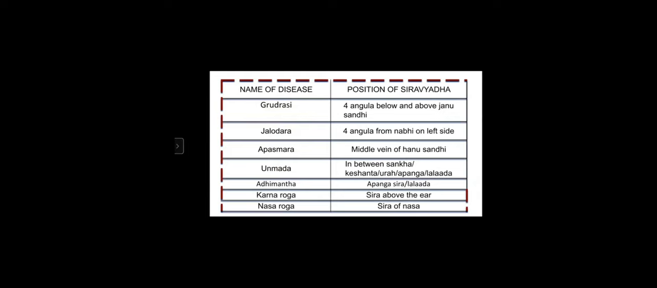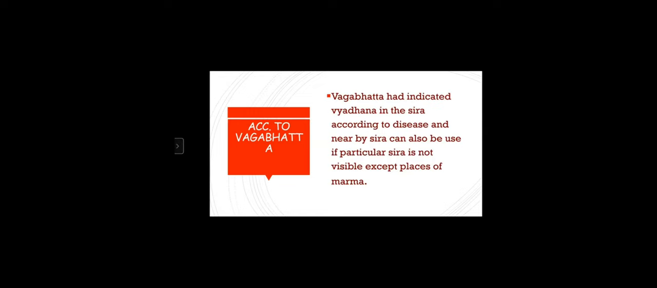I have quoted only some of the examples. You don't need to learn everything; if you are able to, you can learn it by heart, otherwise just five examples you can learn. In gridhrasi, four angula below and above the janusandhi. In jalodara, four angula from the nabhi on the left side. In apasmara, in the middle of the janusandhi one vein is there; in that we can do. In unmada, between shankha, keshanta, ura, apanga, lalata, so many sites are given. In adhimantha, apanga or lalata we can do. In karna roga above the ear, in nasa roga above the nasa. Otherwise, mostly according to the disease, nearby sites are explained, except any marma point.